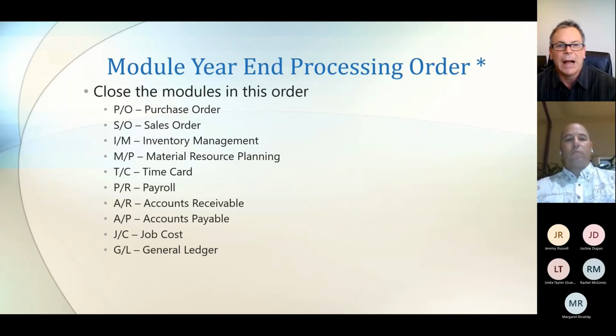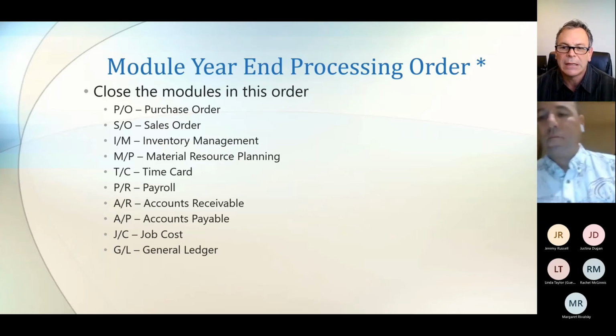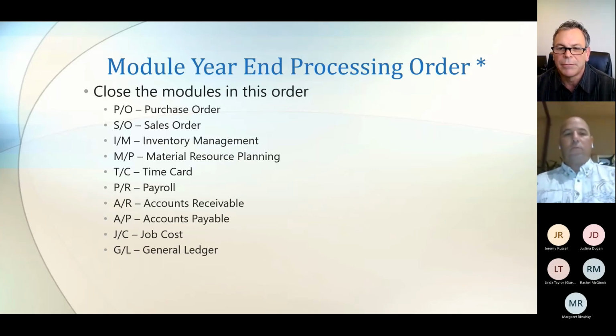Sage published this document as their preferred order to close them in. The reality of it is, and what I tell my customers to simplify this, is just close from the bottom of the launcher to the top of the launcher. So you can see they're recommending purchase order, sales order, inventory happen before general ledger.